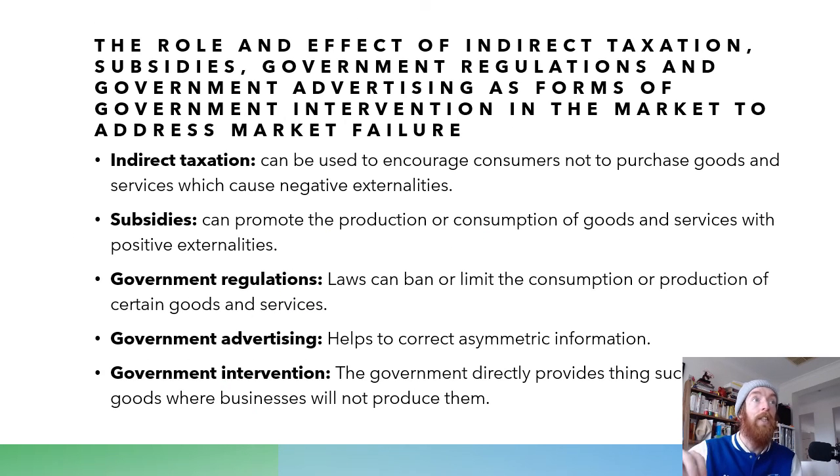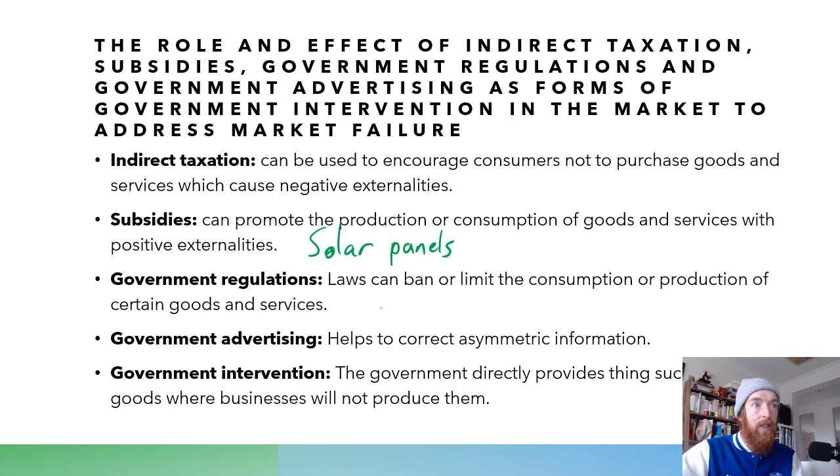So indirect taxation, so they can use this to encourage consumers not to purchase goods and services which cause negative externalities, cigarettes, alcohol, etc. Subsidies to promote the production or consumption of goods and services with positive externalities. So things like solar panels have this involved, which then makes them produce a lot more, as they're going to have positive impacts and positive externalities.